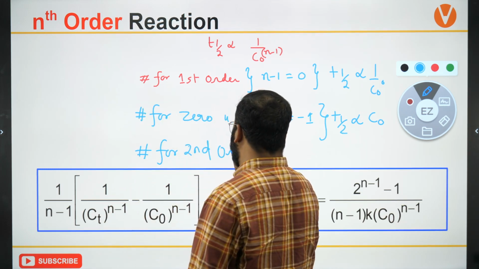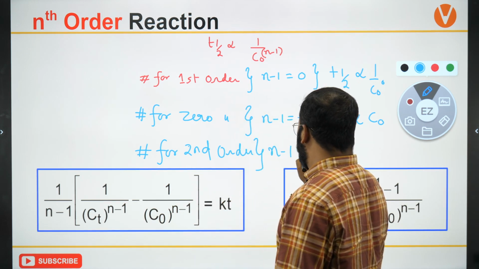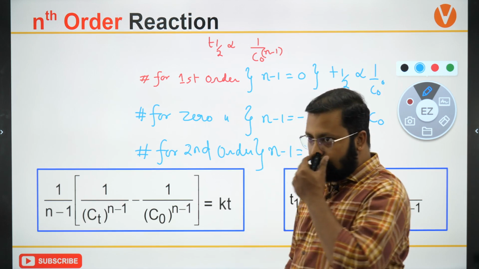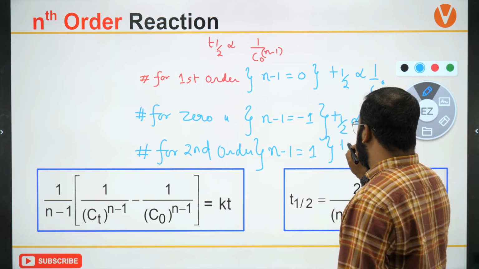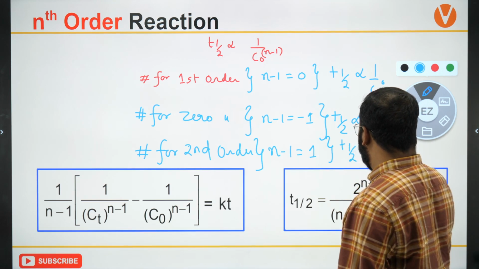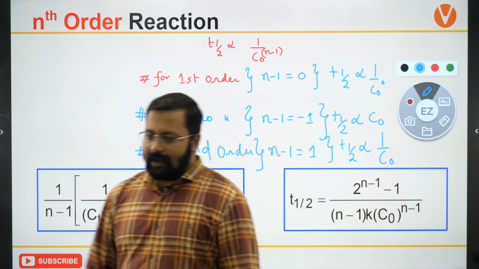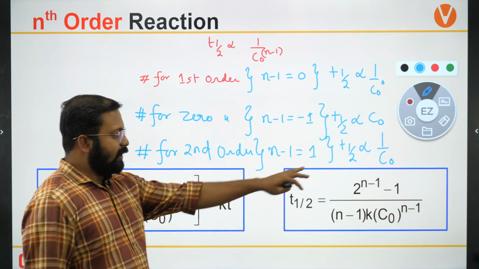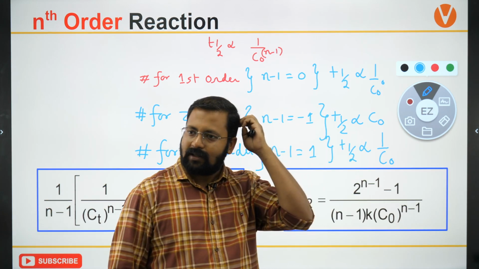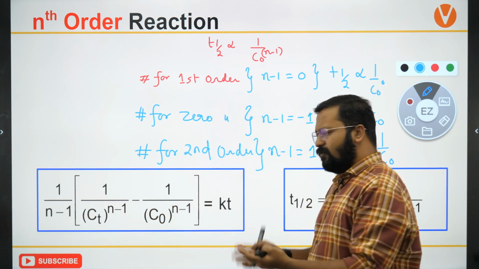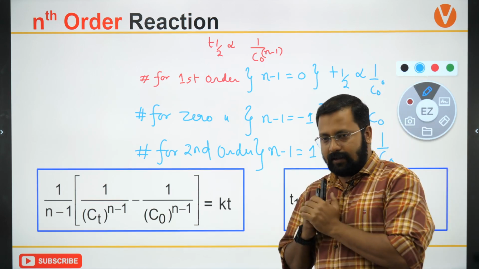for a second order reaction, n minus 1 will be equal to 1, and T half will be inversely proportional to 1 by C naught. इसका मतलब ये हो गया, if I increase the concentration, the T half will decrease for a second order reaction, which is obviously evident from the T half that we had calculated earlier.